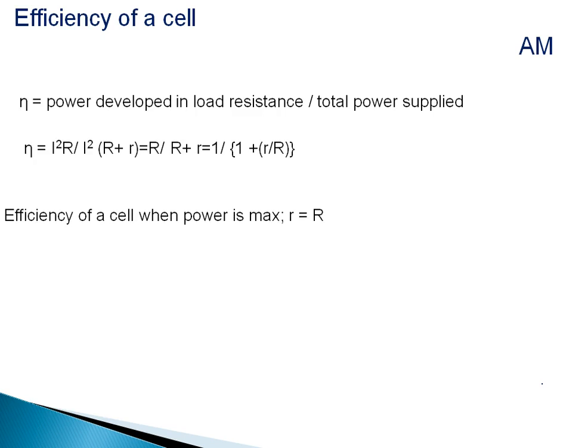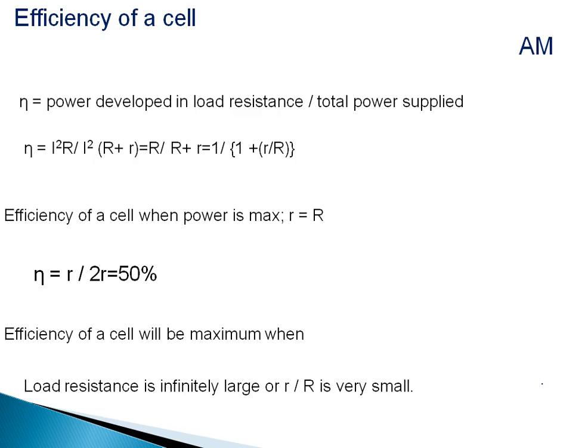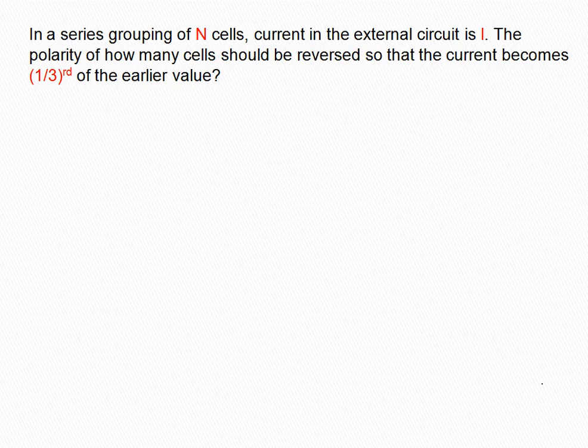Efficiency of the cell when power is maximum. Power delivered is maximum when internal resistance equals external resistance. Of course, I will derive this in the electric power chapter. But when power delivered is maximum, efficiency is only 50%. And when the efficiency will be maximum, I have discussed that.